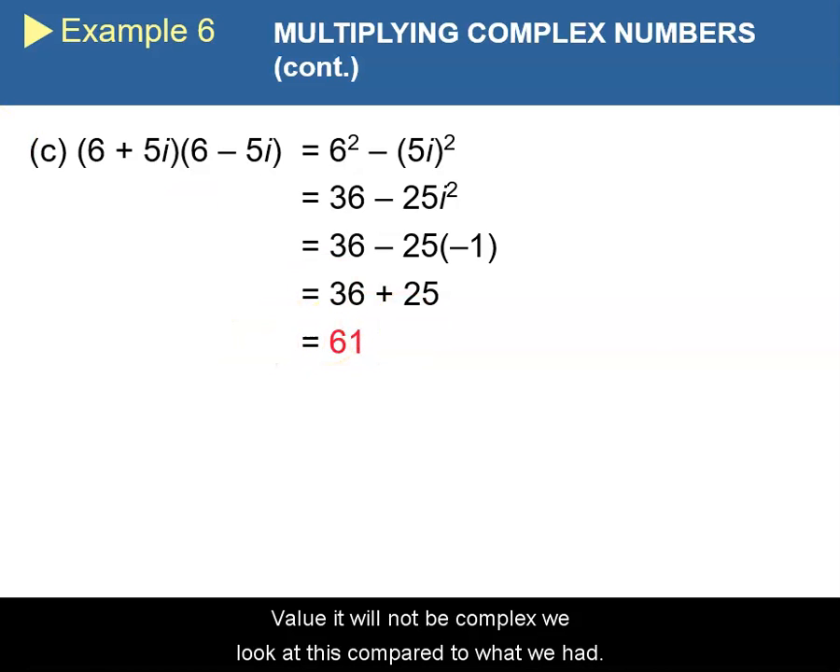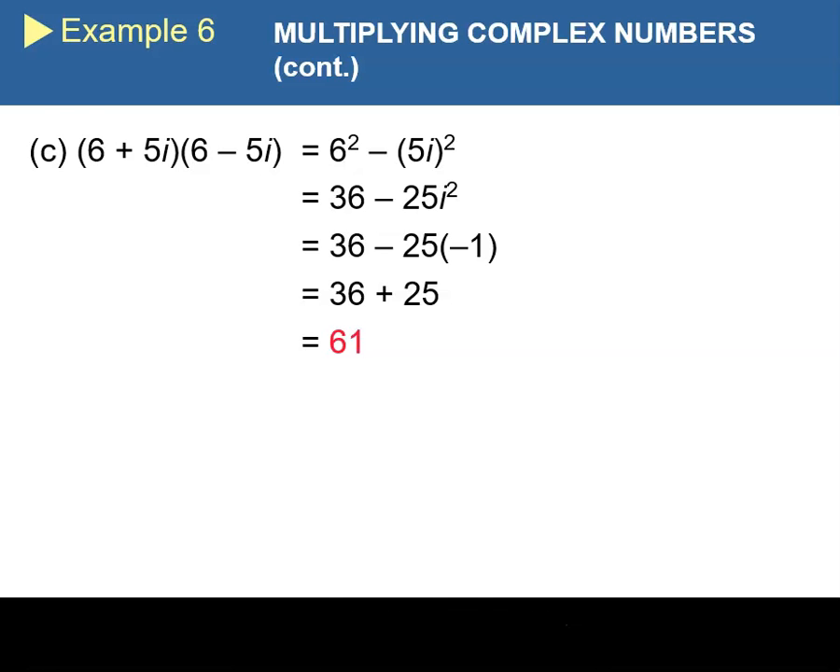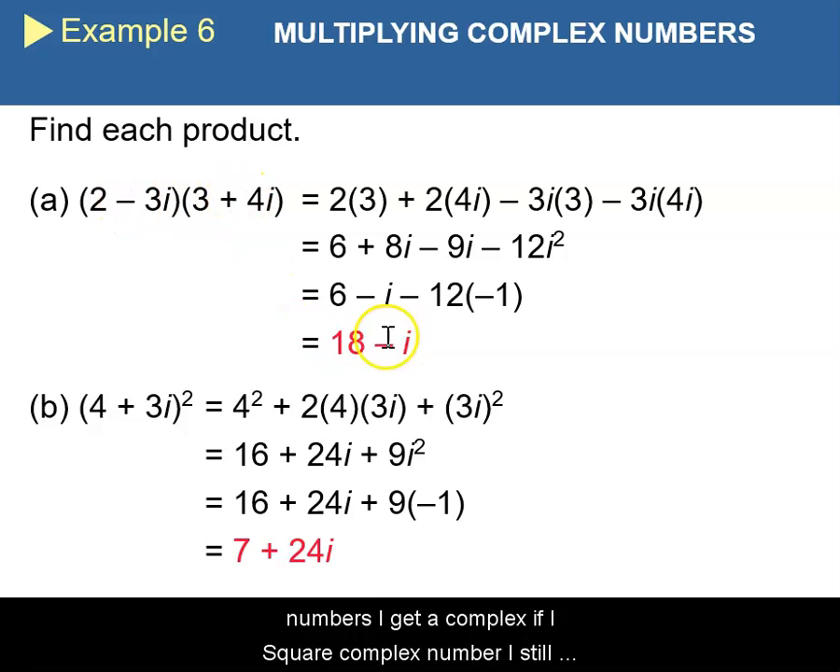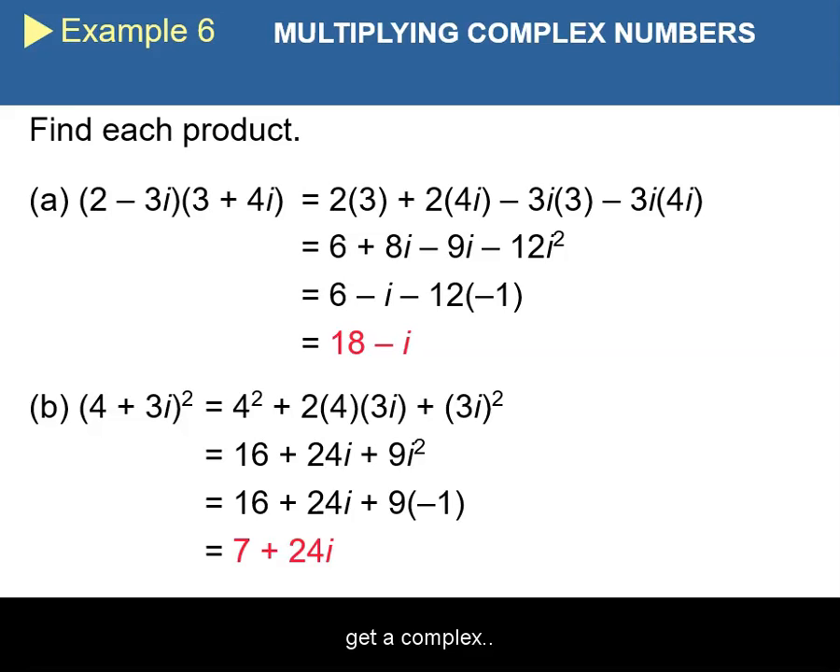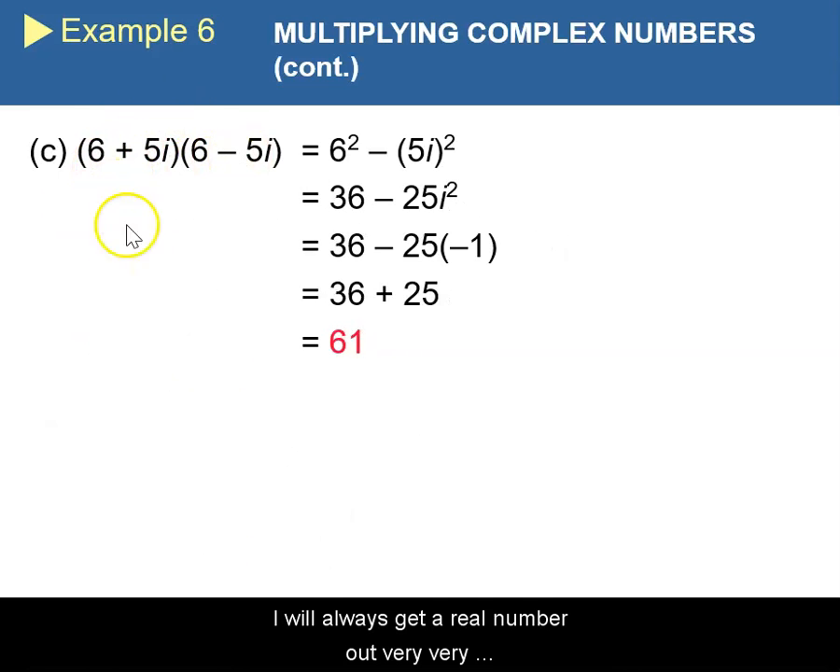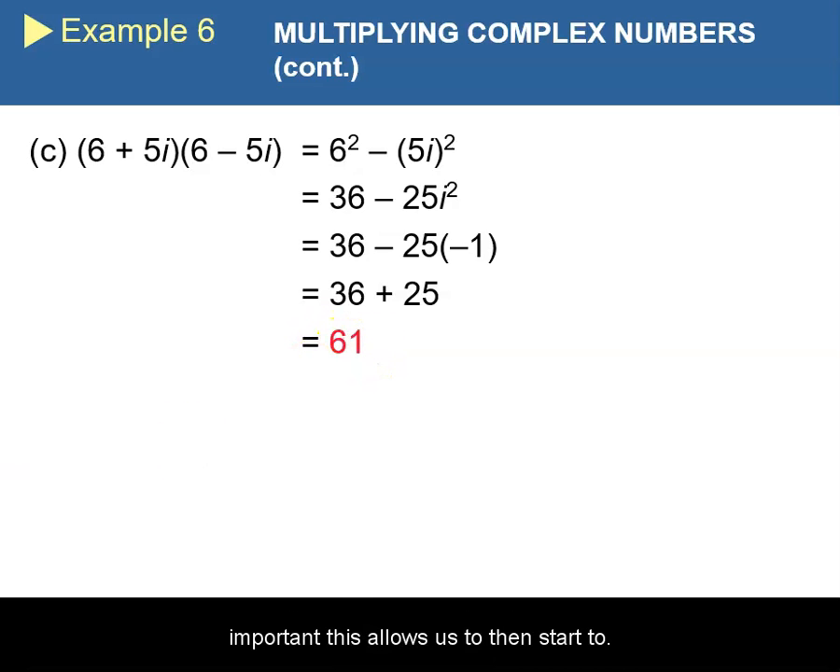If we look at this compared to what we had for a and b, when I multiply just two random complex numbers, I get a complex number. If I square a complex number, I still get a complex number. Okay. However, when I multiply a complex number times its complex conjugate, right, I will always get a real number out. It's very important.